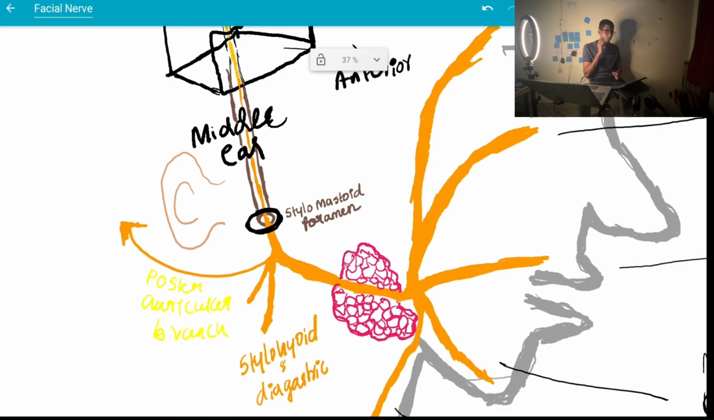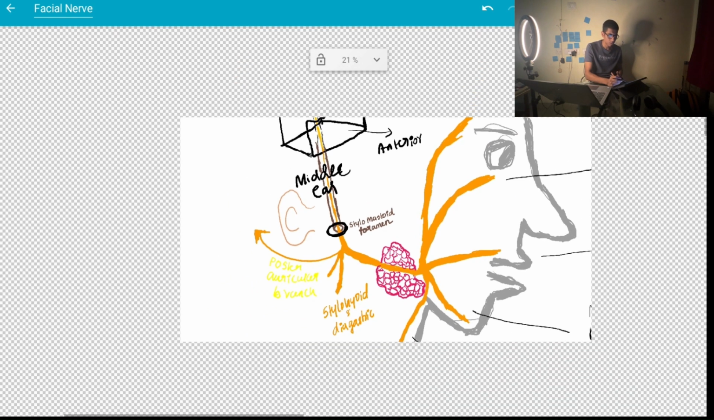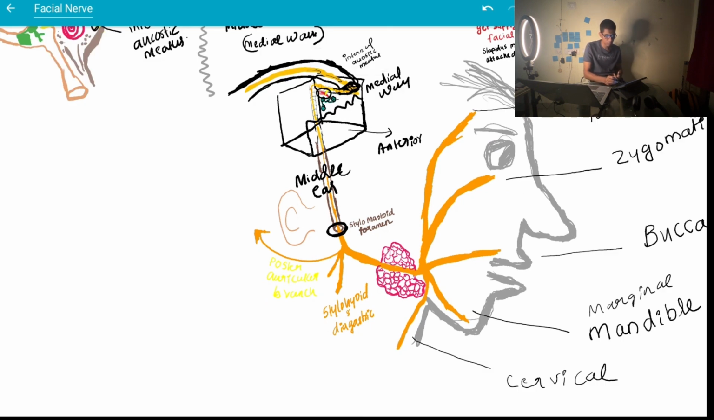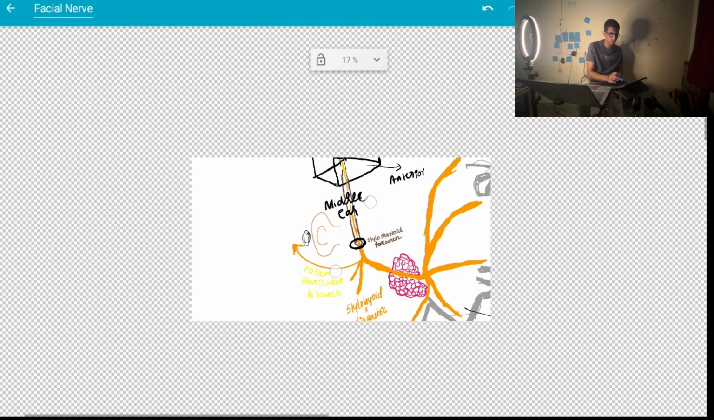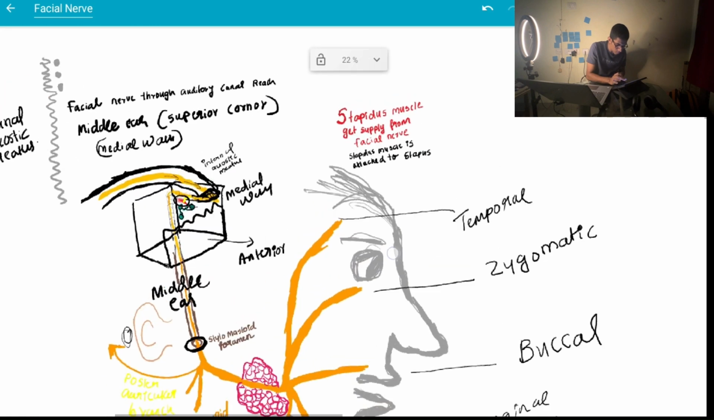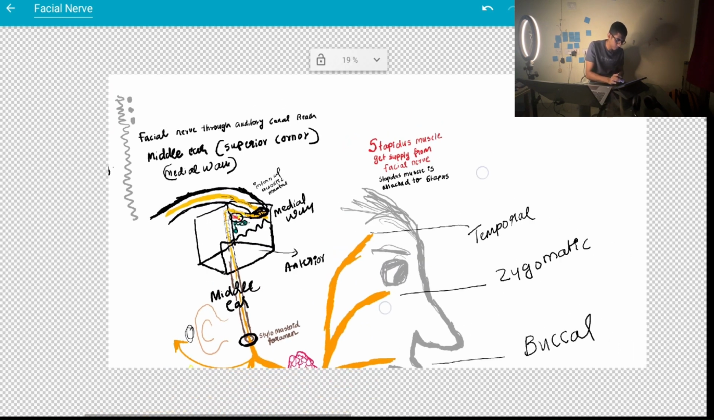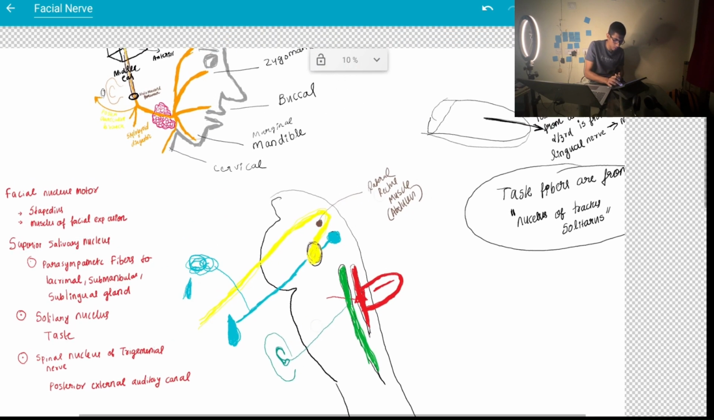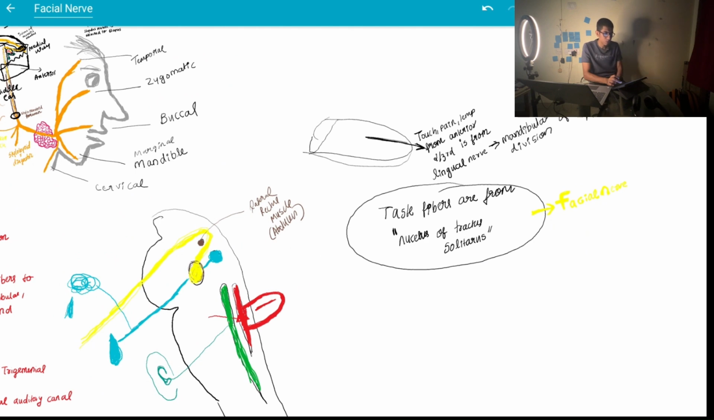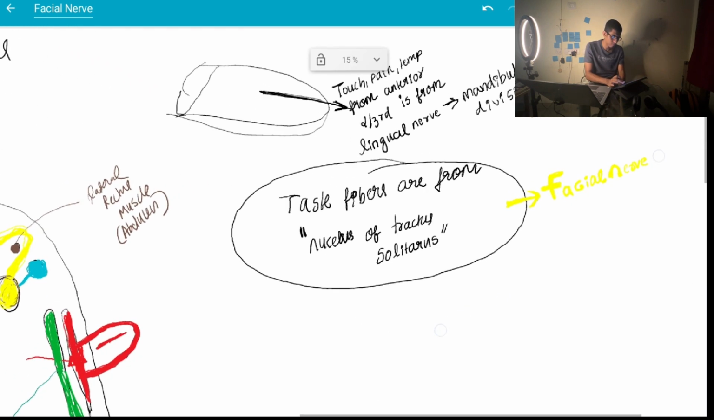Now from the stylomastoid foramen, it is branching out: the temporal, the zygomatic, the buccal, the mandibular, and the cervical. See the different branches here. And it is supplying different glands also. The posterior auricular part is supplied by which nucleus? The spinal trigeminal nucleus, the trigeminal nuclear system. Now that is the way it is coming out. Taste fibers are from the nucleus of the tractus solitarius. Same thing, okay?